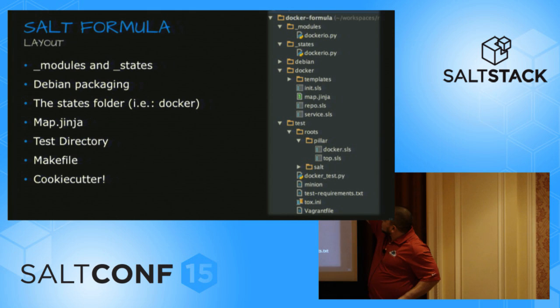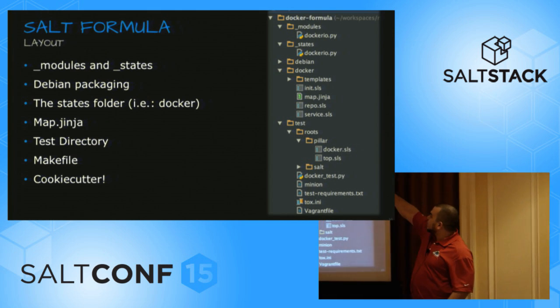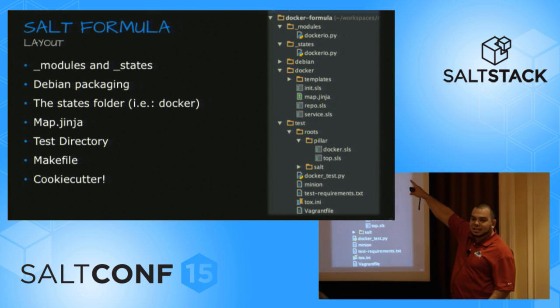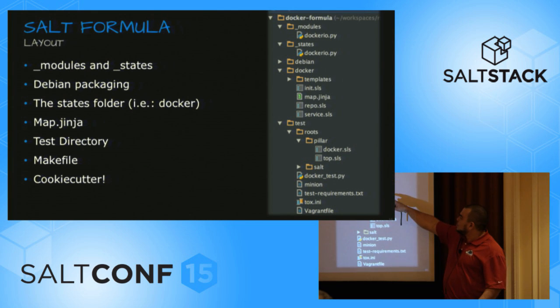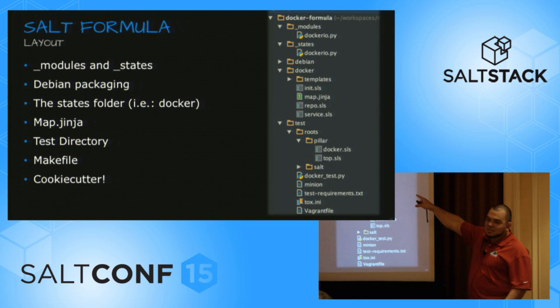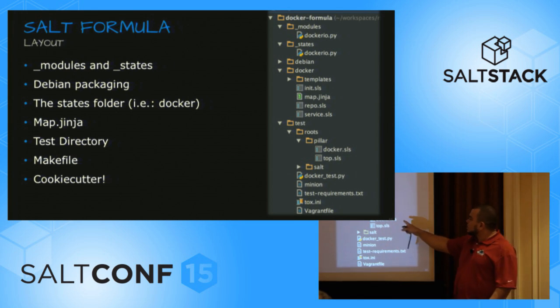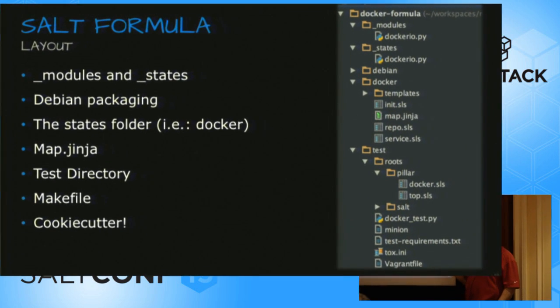So as you'll see, in our formula repository, we have a modules directory and a states directory, right? We have a Debian directory, and I will get into what that means for us in a couple more slides. This was a Docker formula, so here you see a Docker directory. And this has your main states. We had a service state, a regular init state, and it has the map.jinja and your templates that you would normally see. And then where it starts to get special here is we have a test directory, right?